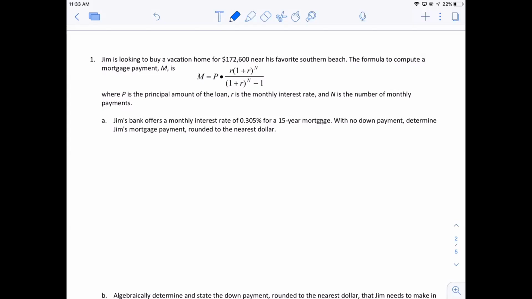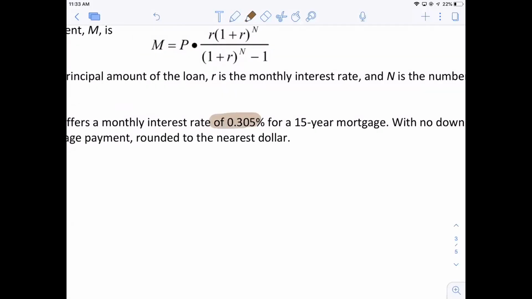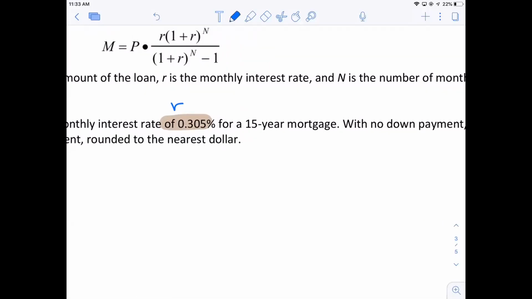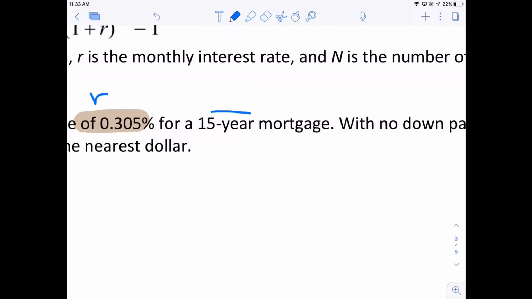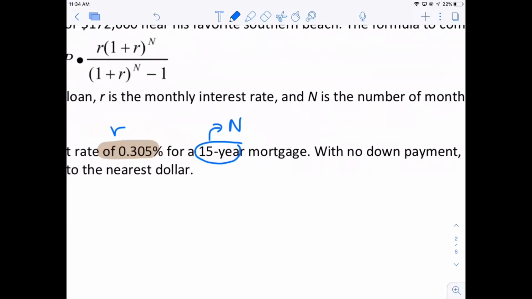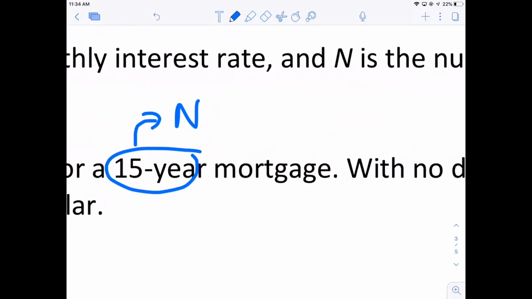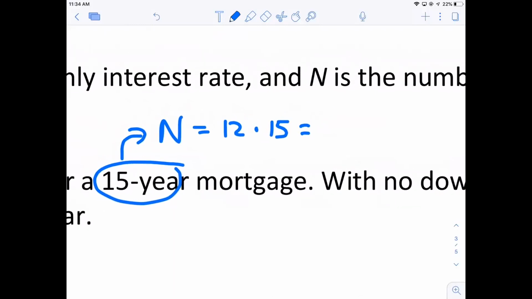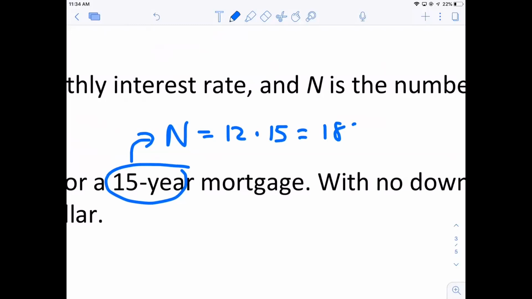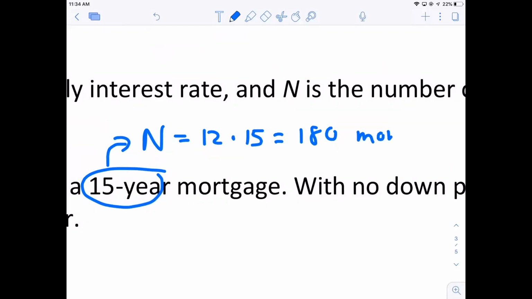All right, so Jim's bank offers a monthly interest rate of this, so that's our R value, for a 15-year mortgage. If you have a 15-year mortgage, it means you're paying it off over the course of 15 years. That's going to give us our N value, which is the number of monthly payments. So if we're paying off this mortgage for 15 years, then it's going to equal 12 times 15. So you got to be a little careful. There is a unit change here. Make sure you're getting it in terms of months. So that is 180 months in 15 years.